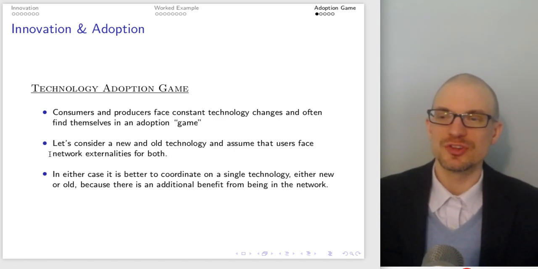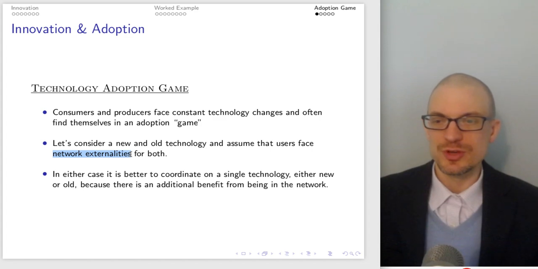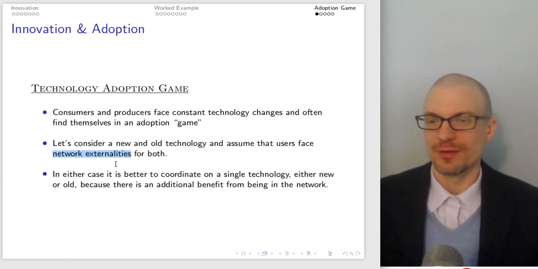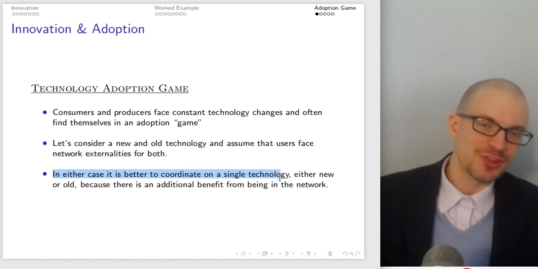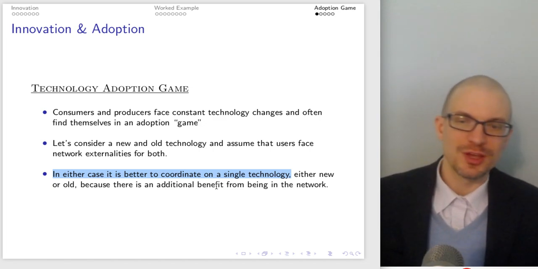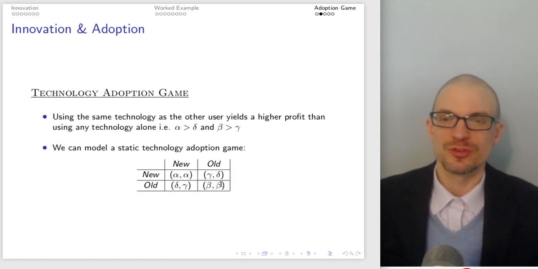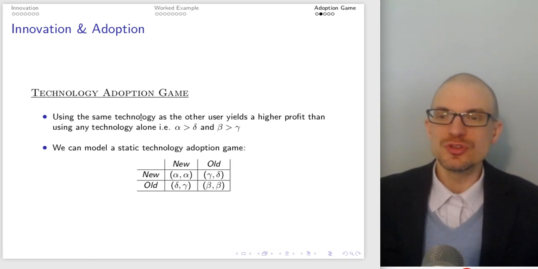Network externalities just mean the value of having the particular technology is increasing in the number of other people who have it, right? Like the value of having an iPhone is greater if a lot of other people have iPhones, because you can communicate using the apps that are unique to that ecosystem. In either case, it's better to coordinate on a single technology, either new or old, because of the additional benefit from being in the network. So there's a coordination problem. Using the same technology as the other user yields a higher payoff than using any technology alone.